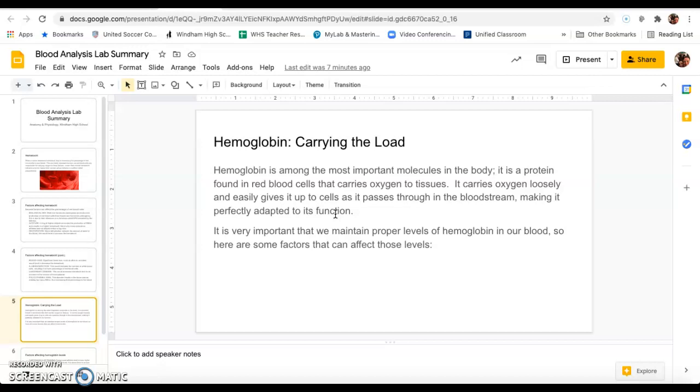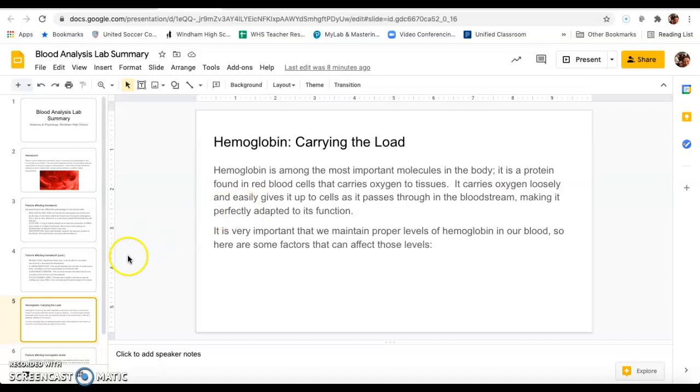But needless to say, hemoglobin is one of the most important molecules in the body. It is the protein that attaches to red blood cells and carries oxygen to tissues. And the beauty of it is that it carries oxygen very loosely. It grabs onto it tightly enough to bring it through the bloodstream, but then easily gives it up to cells as it passes through in the bloodstream. And therefore, it's perfectly adapted to its function.